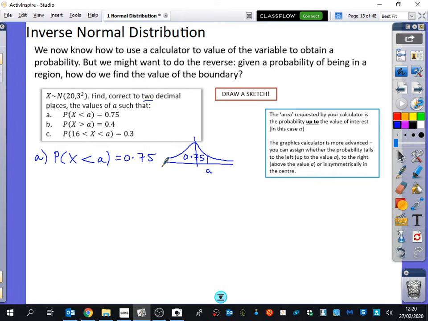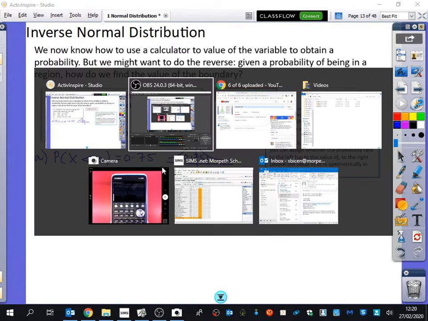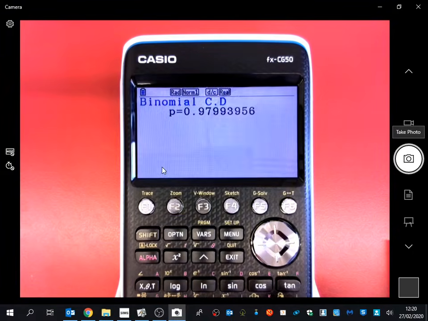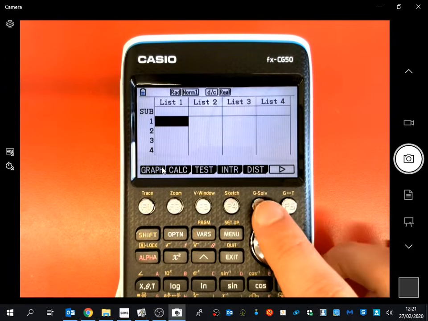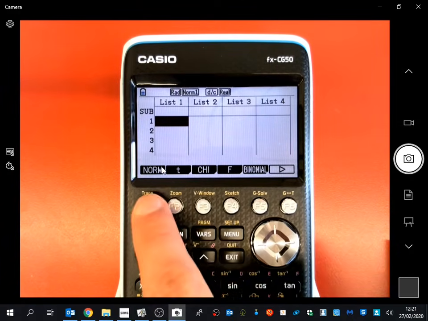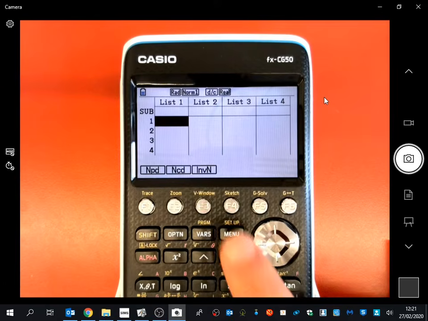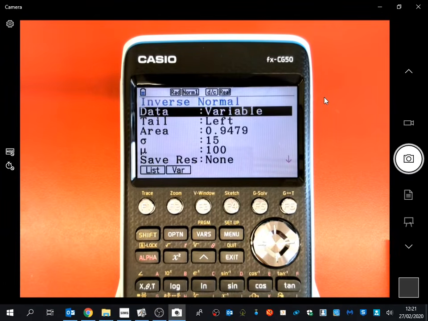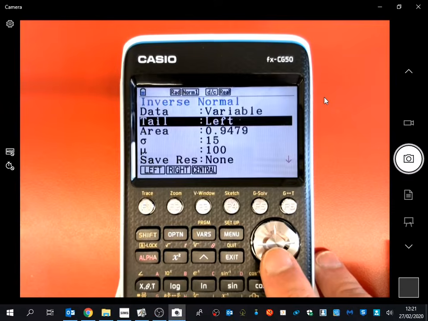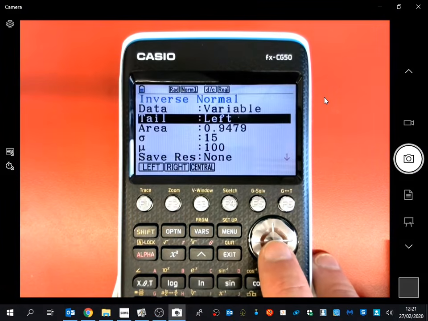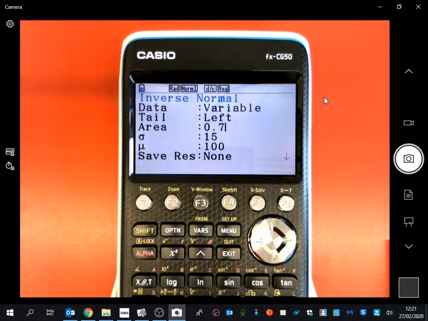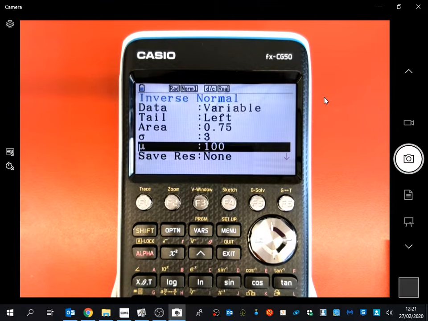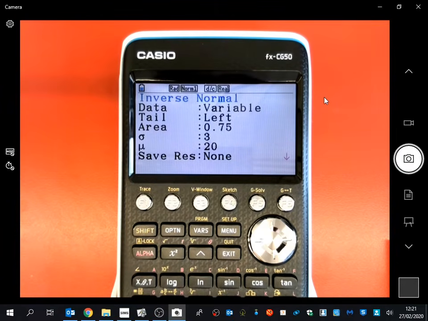So you're going to go over to your calculators. We want the probability to be 0.75. You're going to go back to the stats menu, and you're going to go distribution, normal, inverse normal, because we're going in reverse here. Calculator people, just leave it on left for now, because it's trailing to the left. You're going to say that the area that we're interested in is 0.75. I believe the standard deviation was 3, and the mean was 20, is that right? Yes. Is that what it says on the page?